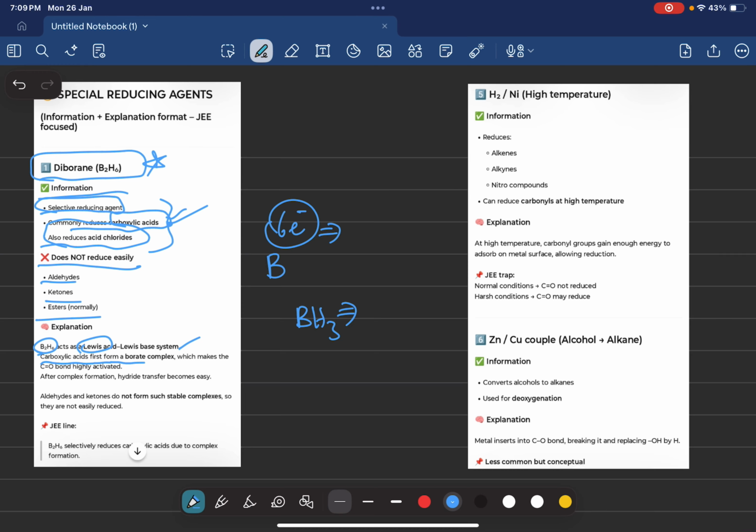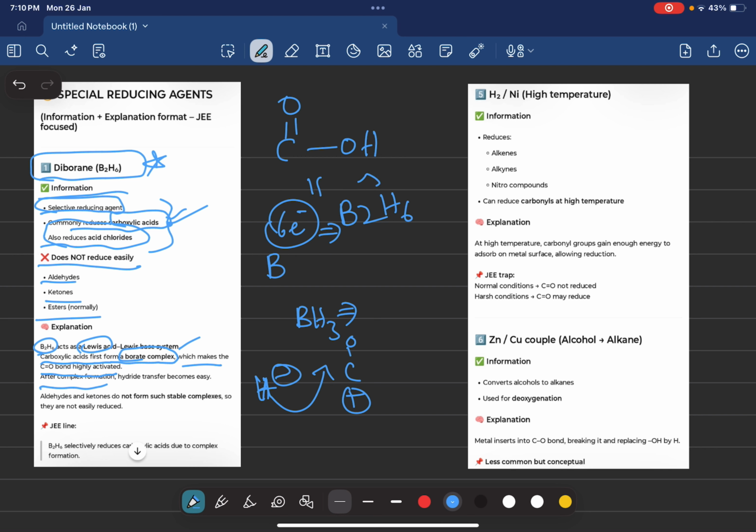Carboxylic acids first form a borate complex with diborane, which makes the C double bond O highly activated. After complex formation only, H minus comes out from diborane, and that will be added to C plus. I will tell you in a very simple manner. C double bond OH, B2H6 cannot directly give H minus and attack this, because this COOH will split into O minus and C plus, so this lone pair of electrons will shift here. So the electrophilicity of carbon in carboxylic acid is less.